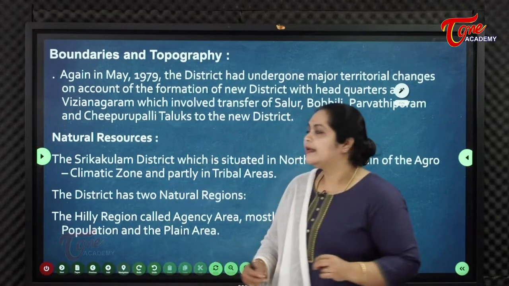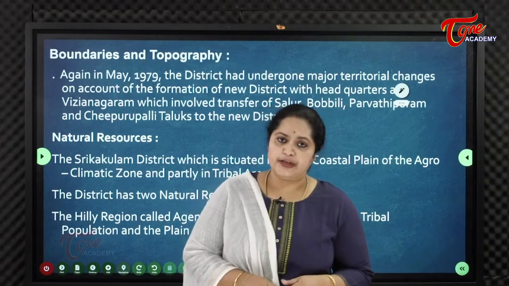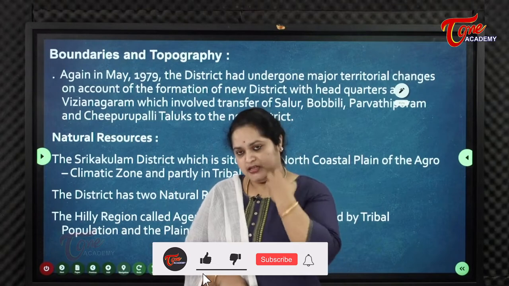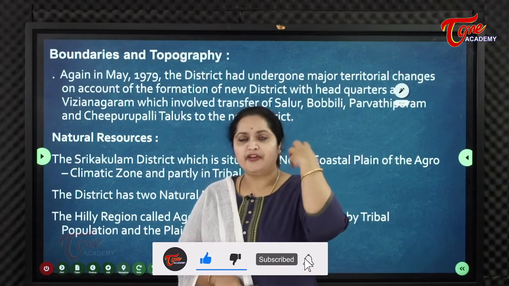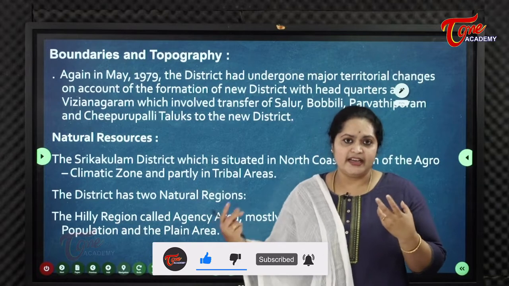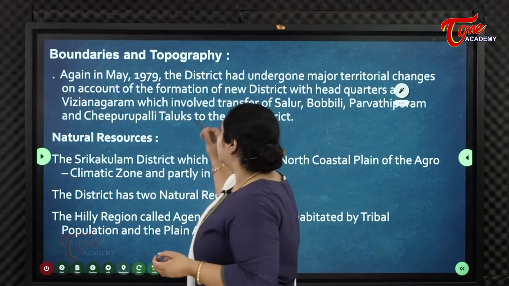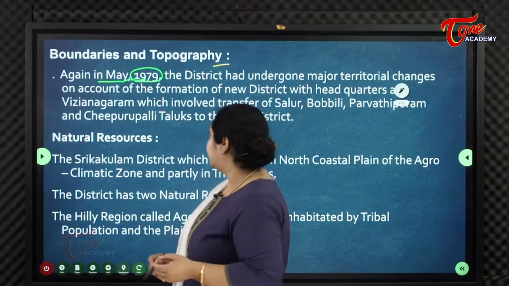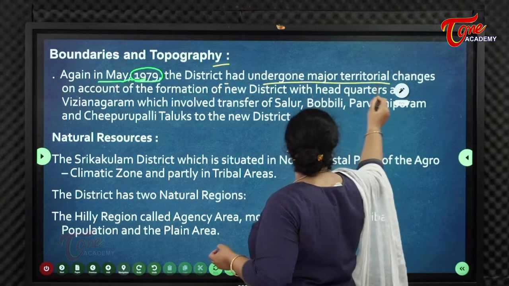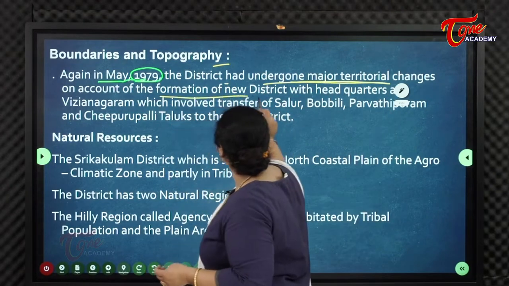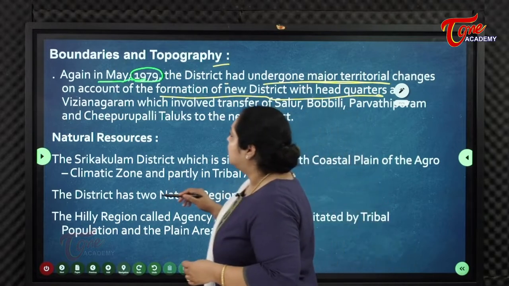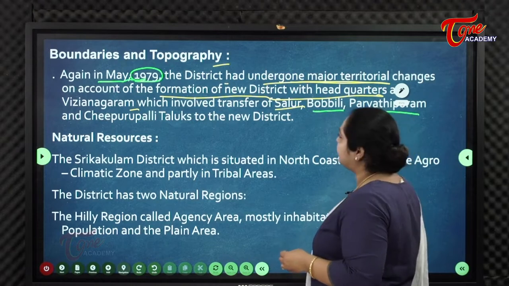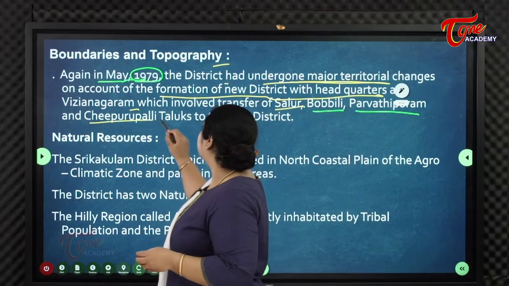So, now we are looking at the boundaries and topography of Srikakulam district. It is bounded in the north, east, west and south by which state or district? Now, boundaries and topography. In May 1979, we know that the district had undergone major territorial changes on account of the formation of a new district with headquarters at Vijayanagaram, which involved transfer of Saluru, Bobbili, Parvathipuram and Cheeparpalli talukas.